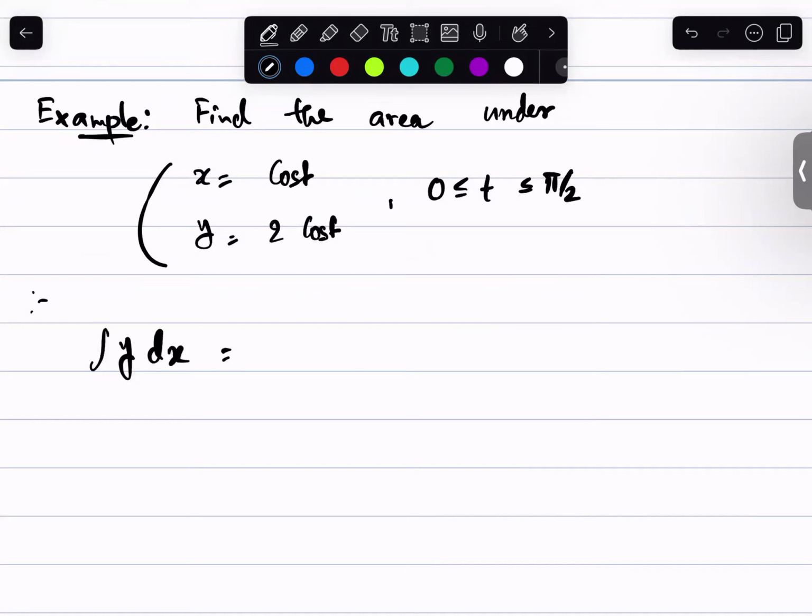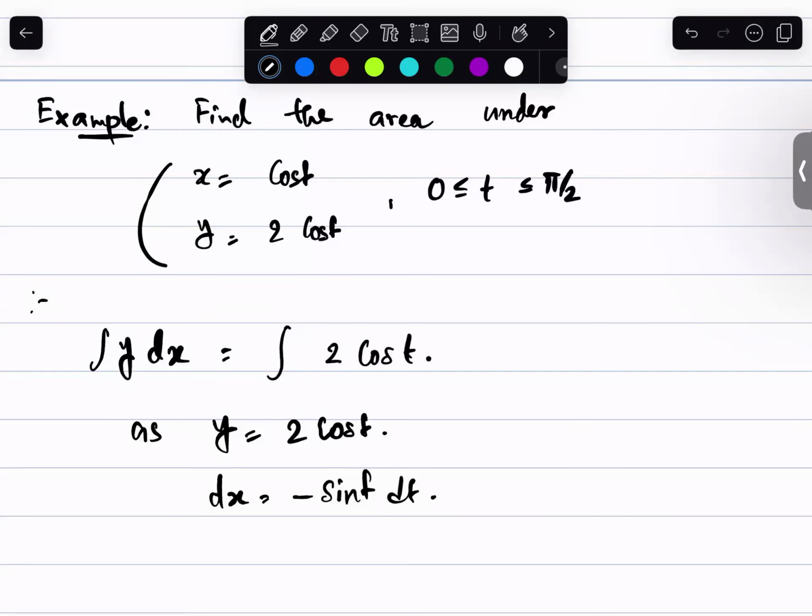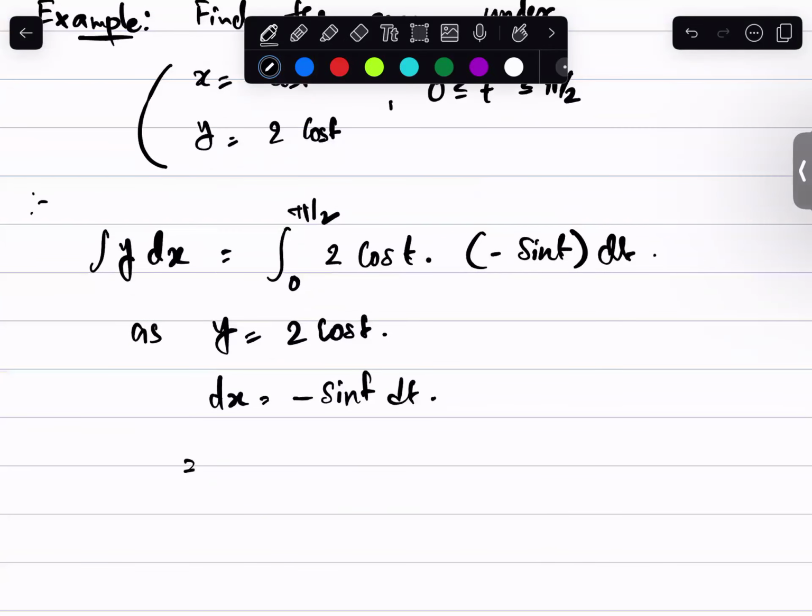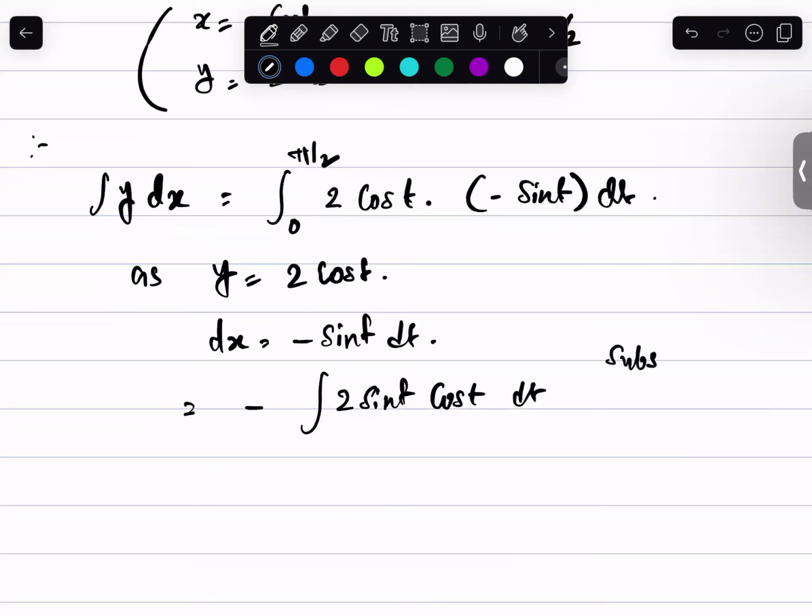Then as y is given as 2 cosine t, and x is cosine t, dx would be minus sine t dt. If I put that in this expression, then I'll get 2 cosine t times minus sine t dt, right? And the limit will be from 0 to pi over 2. Okay, cool. So this is nothing but minus 2 sine t cosine t dt. Now again, use substitution.